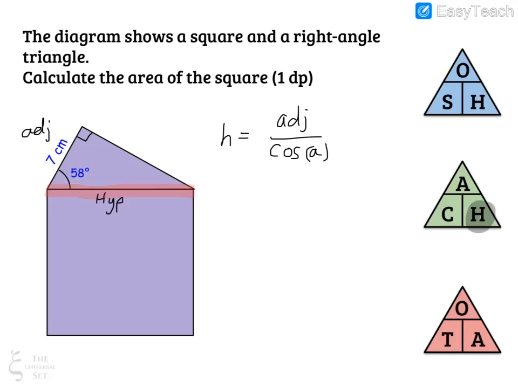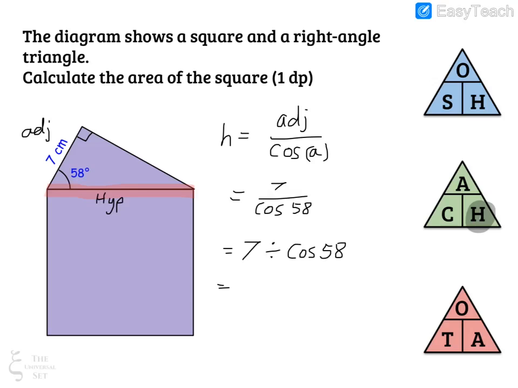Let's put some numbers in. What is the adjacent? Well, it's 7. What's cosine of the angle? Well, that's going to be cosine of 58. So I'm going to pop that in my calculator. 7 over cosine of 58. You could type it into your calculator like this: 7 divided by cosine of 58. They mean exactly the same thing. So that's what I'm going to do. 7 divided by cosine 58.